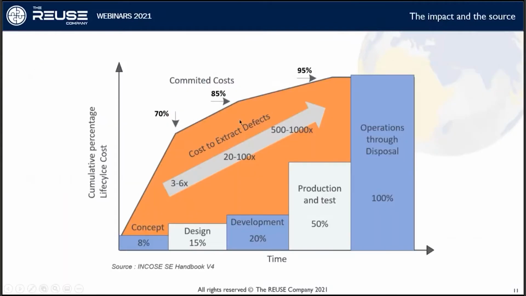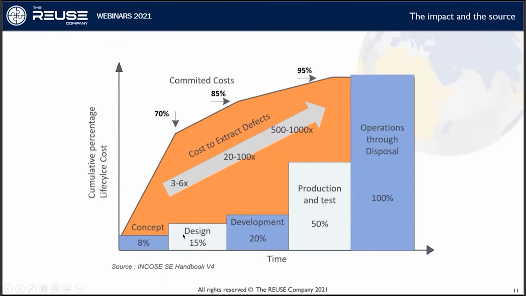Here there's another proof of the importance of requirements. It's that although concept and design make up less than 1/4 of the time of the project, you see that we commit after these two phases 85% of the costs of the project, because this is when we decide about the future product, and that's why the requirements in this case are very important.